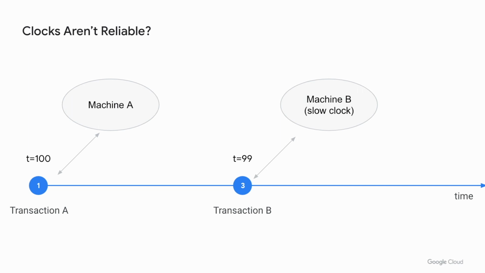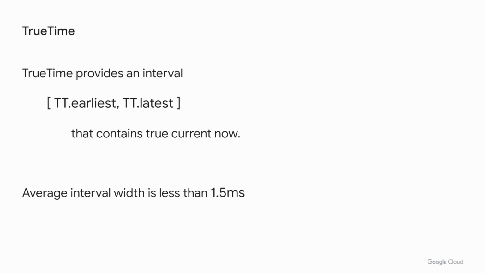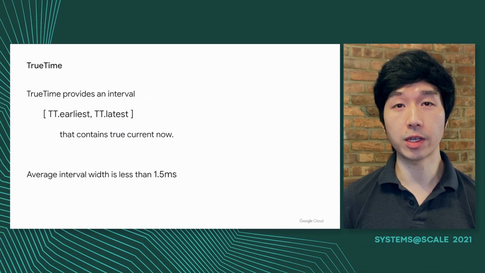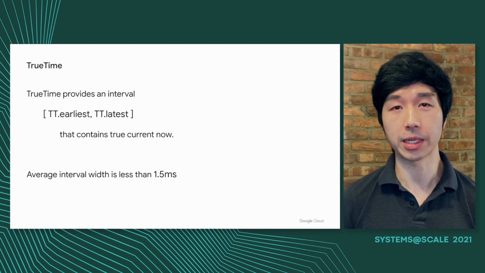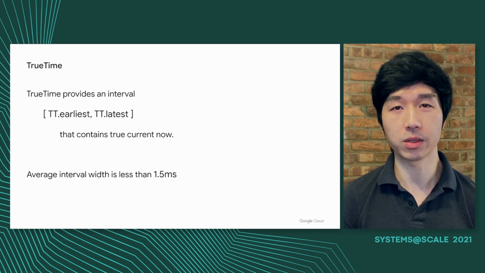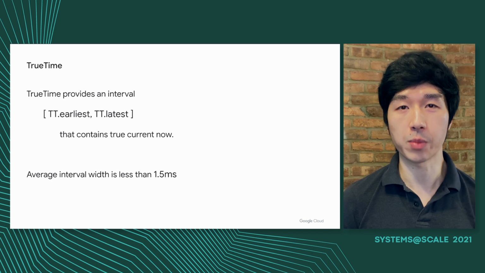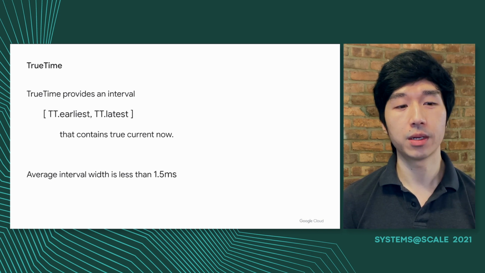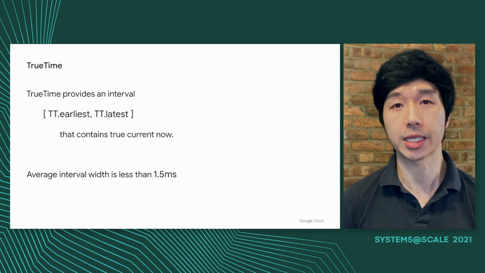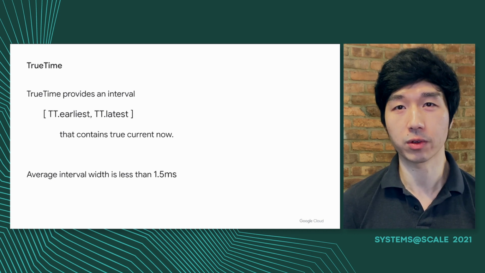What we did is we invented a service called TrueTime. TrueTime allows us to synchronize a global notion of time between all the machines that run Spanner. In essence, it provides an interval, TrueTime earliest to TrueTime latest, in which we can be very certain that time is contained within that interval. And to give you a notion of how tightly we've managed to bound this notion of time, the average interval width in production today is less than 1.5 milliseconds on average. So it's a really tight notion of now.